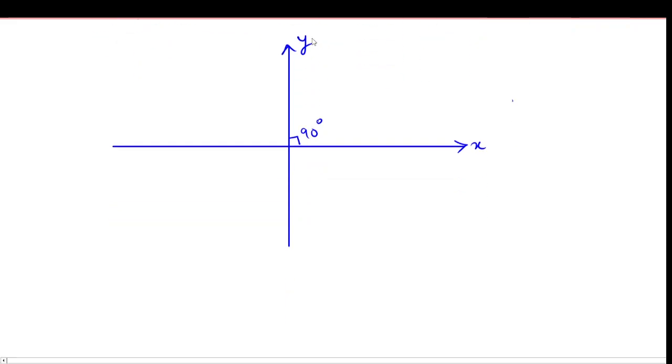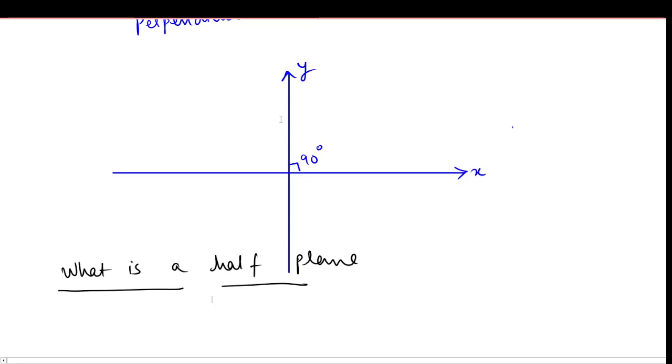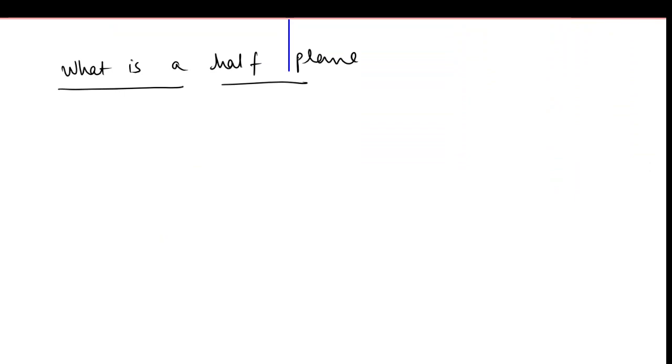So what next is, what is a half plane? It is also known as the Cartesian plane or xy plane. So now what is a half plane? A line which divides the Cartesian plane into two parts.